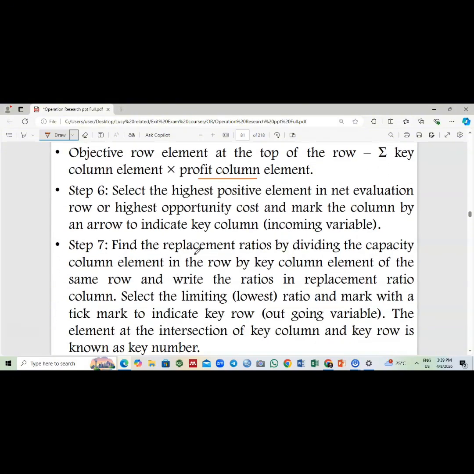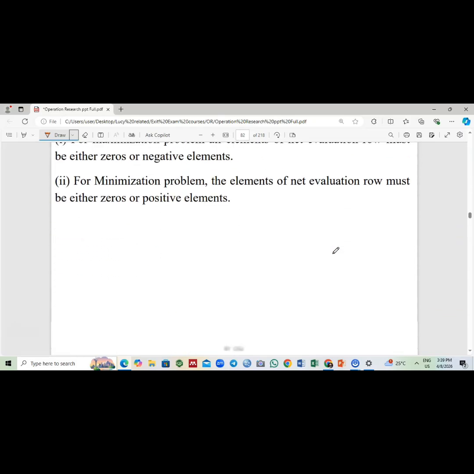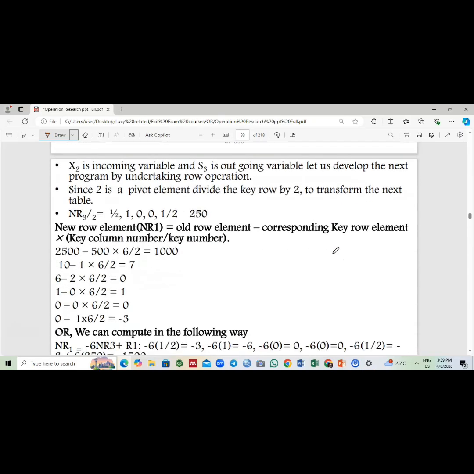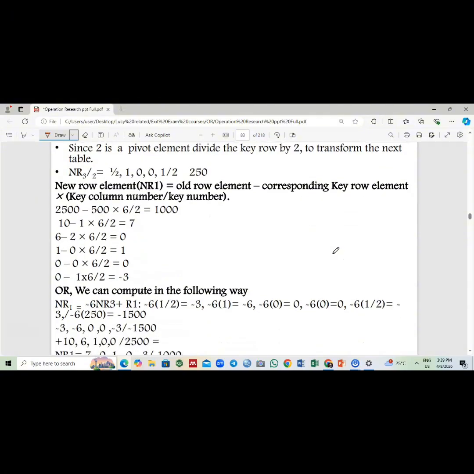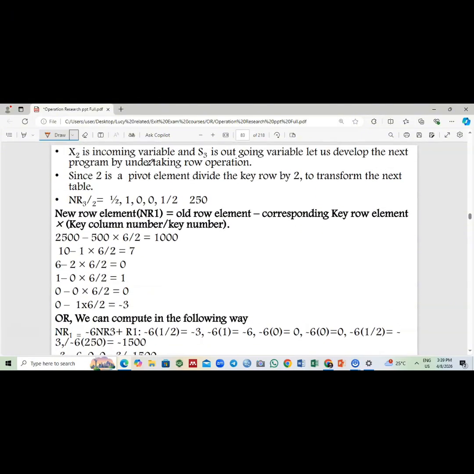Step two, find replacement of ratio. So now new column. Now new column in new row element NR1 is equal to old row corresponding row.